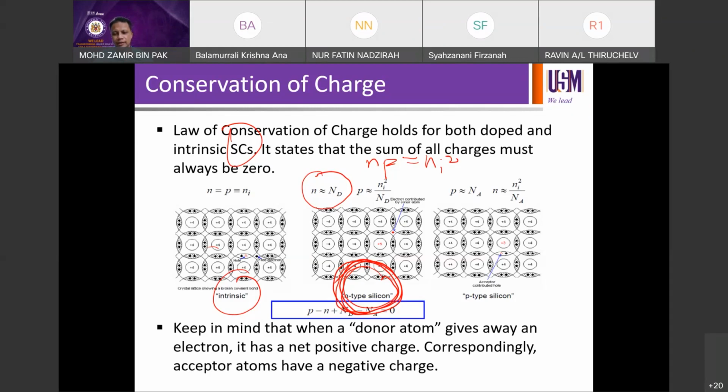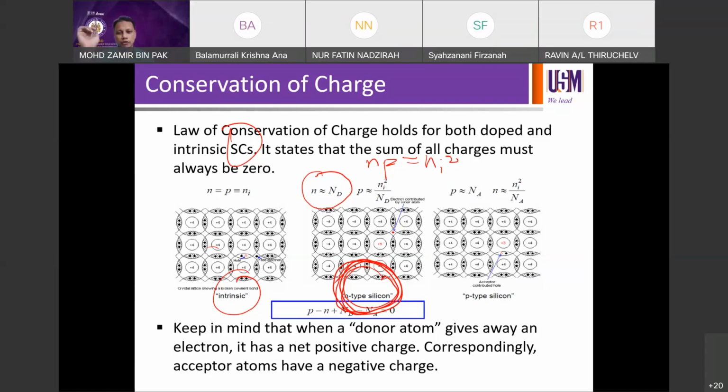Holes, right? I want to make it explicit and obvious. If the majority is electron, the minority will be hole. Simple, right? So we saw earlier, if you go back to the previous sketch, the area of the curve for electrons is big, and for holes it is small. So hole is the minority carrier.